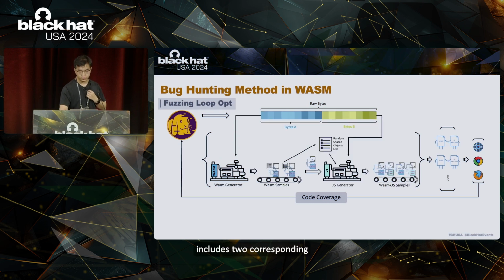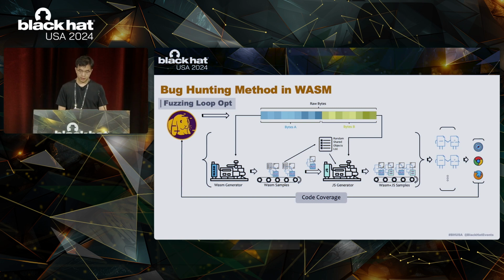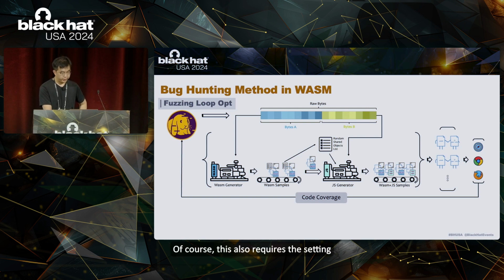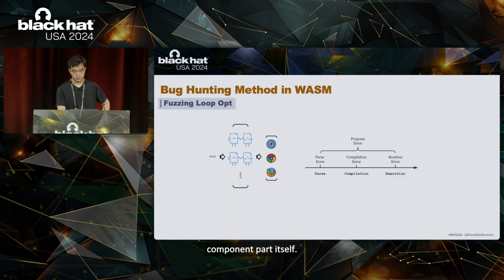However, for a system that includes two corresponding generators, that is the WebAssembly generator and the JavaScript generator, each part needs to independently consume the root bytes during operation. Therefore, we split this random output from AFL++ into two parts, feeding them separately to the WebAssembly generator and the JavaScript generator. Currently, we use a cutoff length of 1,000 bytes. It's mainly because if the byte count is too short, it limits the effectiveness of the generators. Of course, this also requires setting the sample length argument of AFL++ itself.